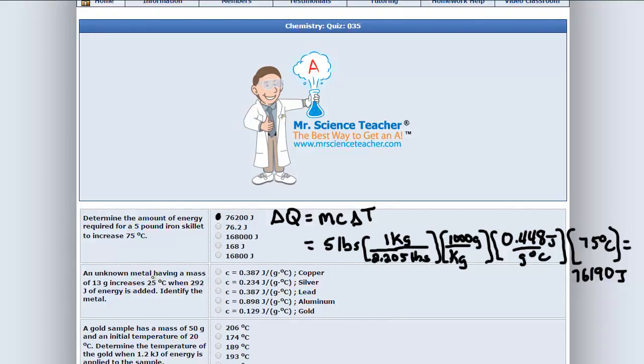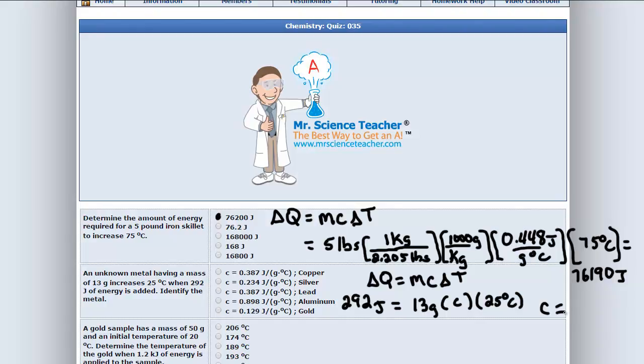Okay, an unknown metal having a mass of 13 grams increases 25 degrees Celsius when 292 joules of energy is added. Identify the metal. All right, we're looking for the specific heat because that's what's going to tell us the metal. ΔQ equals mcΔT. We added 292 joules of energy. We have a mass of 13 grams. We're trying to find our specific heat C, and our temperature change is 25 degrees Celsius. All right, so we're going to solve for the specific heat.